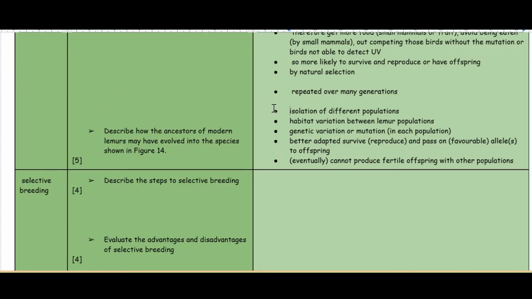So in terms of this evolution, it has occurred because of the isolation of different populations, and then there being variation within the 2 habitats and within the populations, and the genetic variation or mutations happen, which mean that those that have the mutations are better adapted to survive. They pass on those favourable allele characteristics, and eventually they cannot produce fertile offspring with other populations, and that is when a whole new species has been formed.